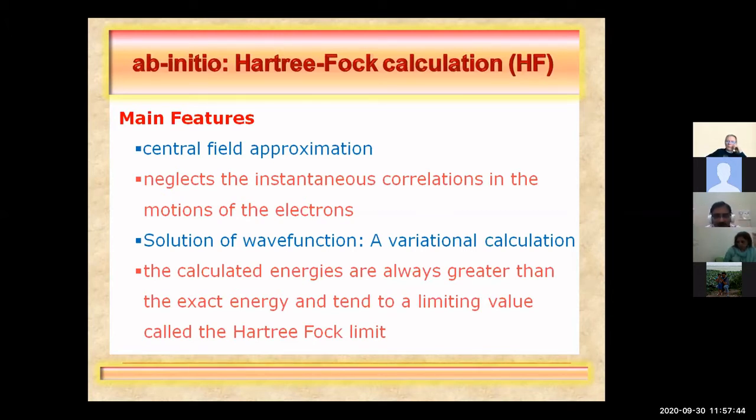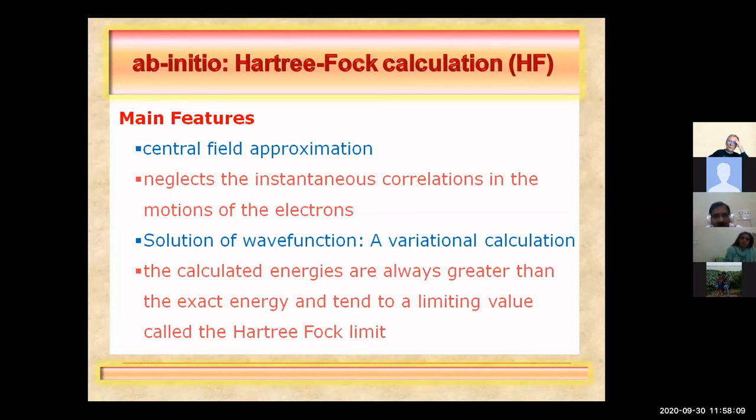This phenomenon is called electron correlation. That is, each electron repels one another and correlates their motion to avoid being close together. So it can be concluded that the Hartree-Fock wave function neglects the instantaneous correlations in the motion of the electrons.